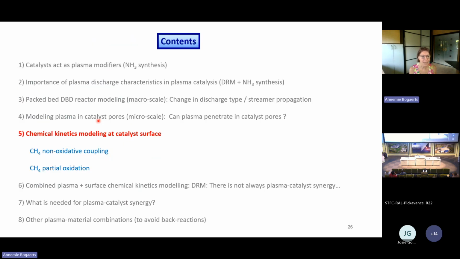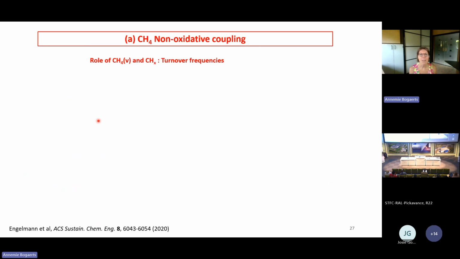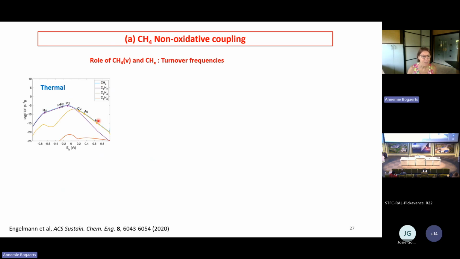Moving to the next topic, we also do a lot of chemical kinetics modeling at the catalyst surface to get more insight in the underlying mechanisms. The first example is for methane non-oxidative coupling. I show here the turnover frequencies for different catalysts. These were simulations as a function of the binding energy, but we can put several catalysts here and we can see a typical volcano plot.